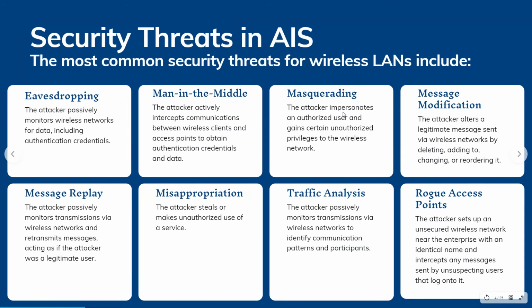Now, masquerading involves somebody impersonating an authorized user so that they can gain access to any type of system, either through an authorized privilege or a wireless network. So masquerading is a type of attack in which an attacker impersonates an authorized user and gains an authorized privilege to a system or a wireless network. By masquerading, you can go in and take advantage of anybody's identity.